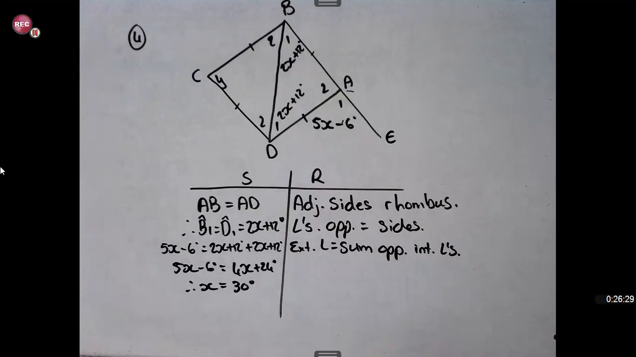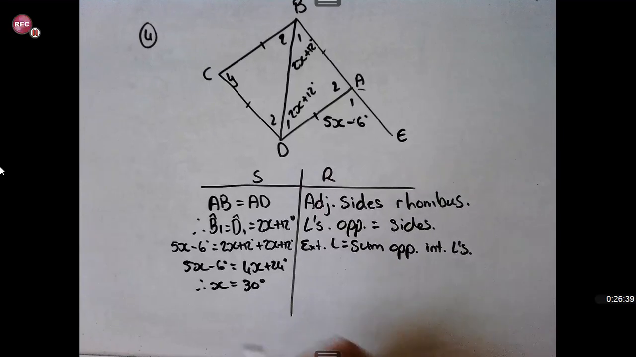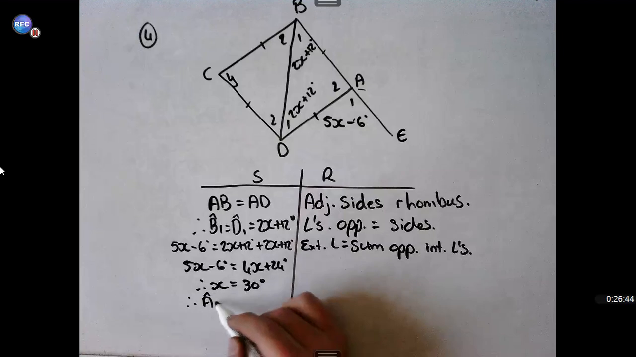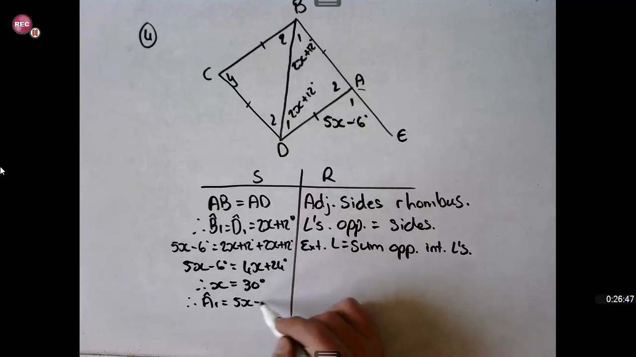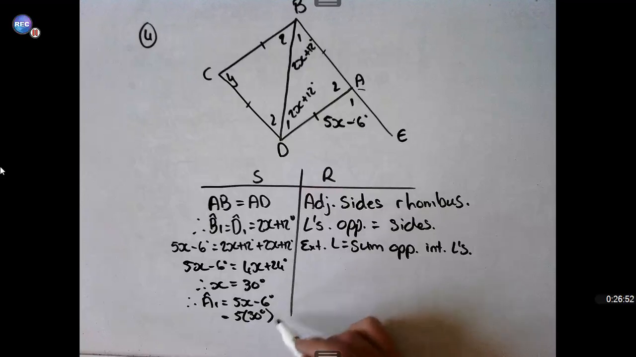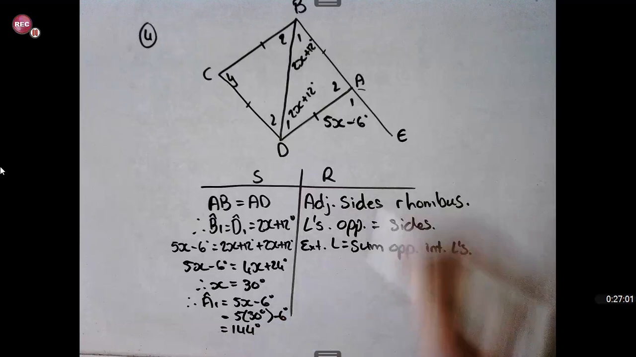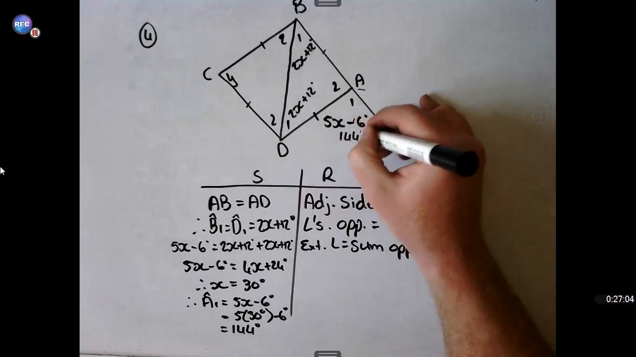The question asked me to calculate all the values, so in this case, angle A1 is equal to 5x minus 6 degrees. So 5 times 30 minus 6. 5 times 30 is 150 degrees, minus 6 gives me 144 degrees. So this angle over here is 144 degrees.